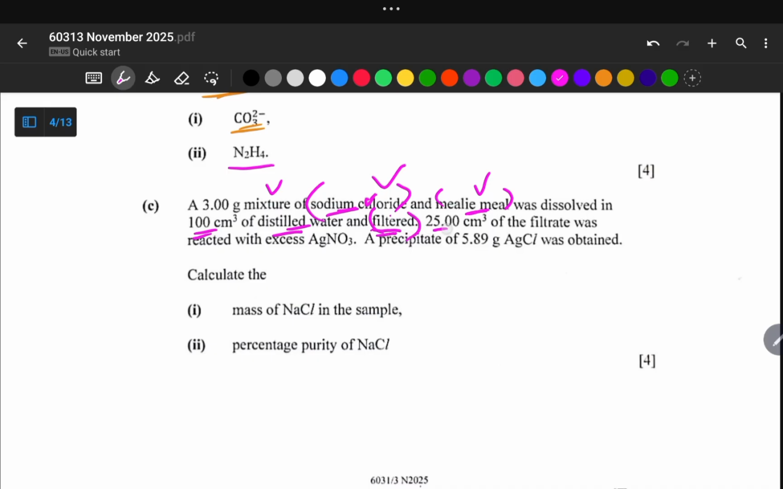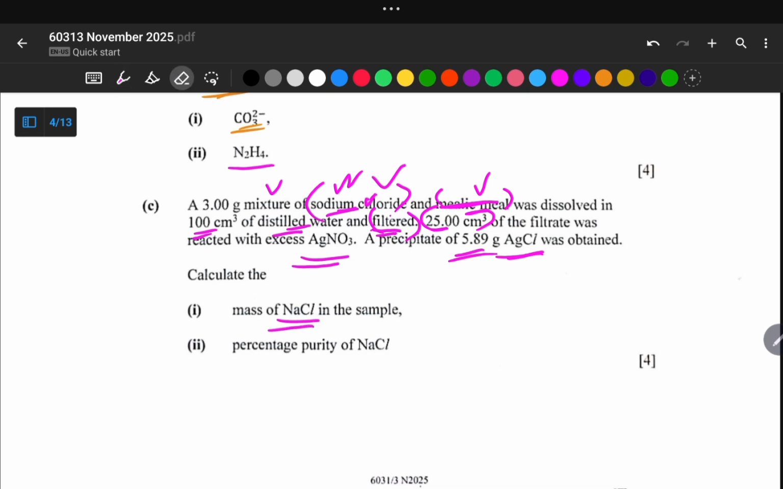And then we are having 25% of the filtrate. So this millimule will absorb water, right? You know that, right? So millimule is going to absorb some of the water, and then we are going to be left with the filtrate, which contains sodium chloride, right? So from general social life, you know that if you mix water with millimule, it is going to absorb a certain amount of water, right? So here we are told that we are having 25 cubic centimeter of the filtrate, right? And then the filtrate was reacted with excess silver nitrate, and then we are going to have a precipitate of silver chloride, and it weighs 5.89 grams, right? And then we are required to calculate the mass of sodium chloride in the sample, right?